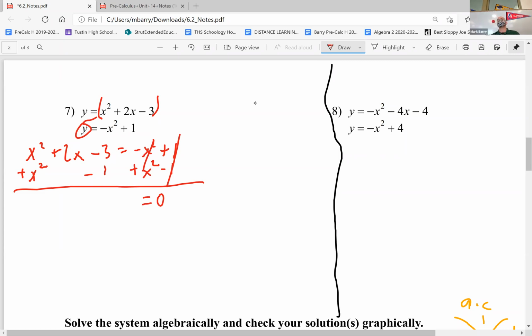Now on the left-hand side, I have x squared plus x squared. Okay, we think of that as 1x squared plus 1x squared. So that's going to be 2x squared plus 2x, and then minus 4.